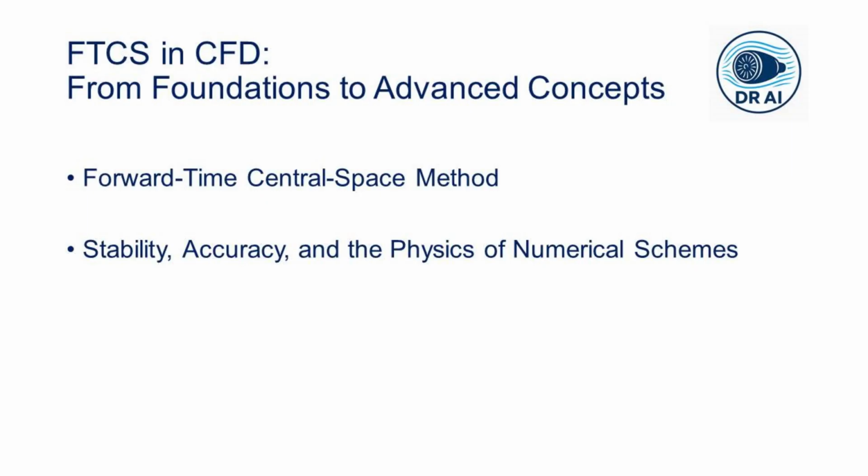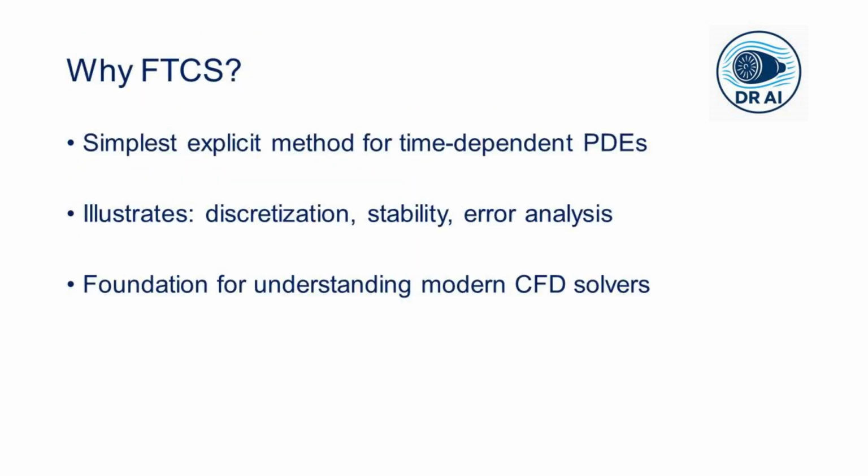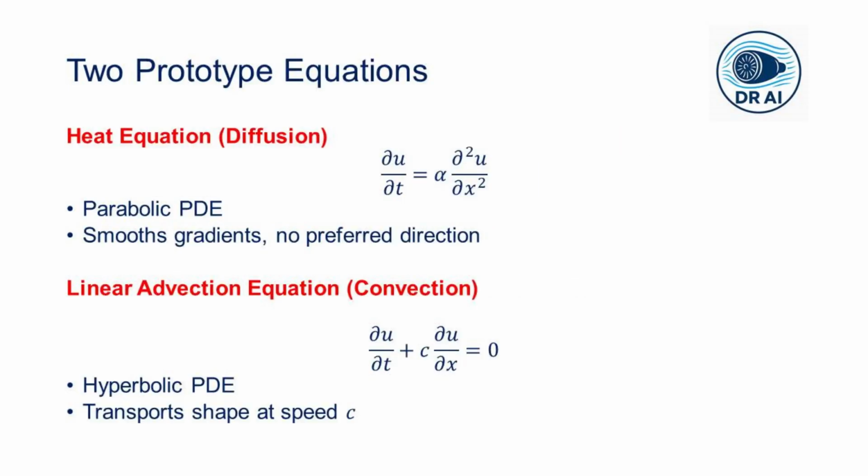By the end of this lecture, you will have derived the method yourself, analyzed its stability using von Neumann analysis, and understood why it works for diffusion but fails catastrophically for advection. So let us begin. We will focus on two prototype equations that represent the two fundamental physical processes in fluid flow. The first is the heat equation, also called the diffusion equation, represented over here as partial u over partial t equals alpha partial squared u over partial x squared. So u could be any temperature or concentration, while alpha is the thermal diffusivity.